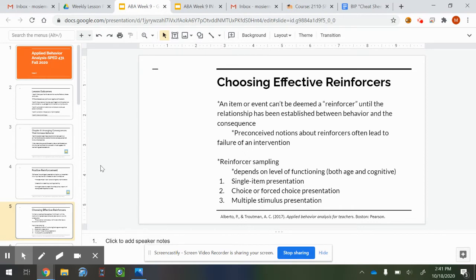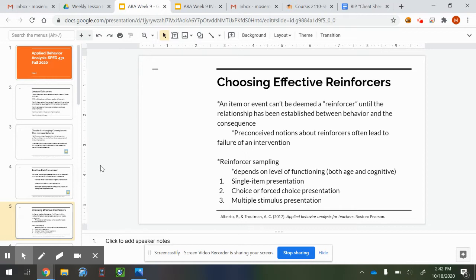So, thinking that all students will want candy as a reinforcement, some students are not going to respond to that. Or using a sticker chart. If a student is not motivated or reinforced by stickers, then that reinforcement or that item is not going to work well for them, and therefore it cannot be called a reinforcer.